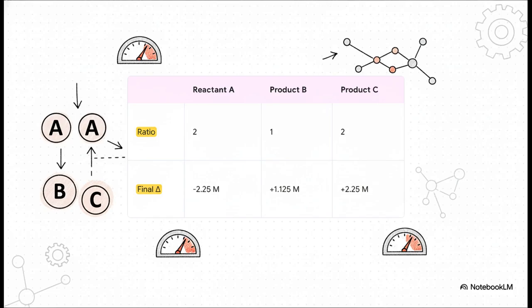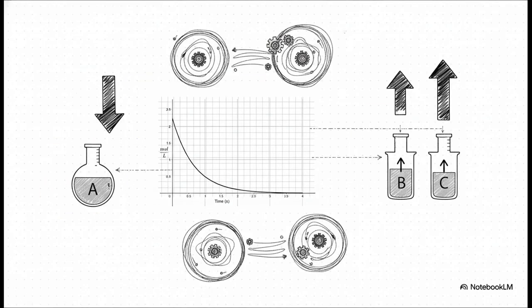What does that mean for speed? Well, it means B is created at half the speed A disappears, and C is created at the exact same speed. See? The numbers don't lie. So we can actually use our original graph of A as a blueprint. The story of its decline over there on the left directly predicts the story of B and C's rise on the right. We just have to apply those ratios we just figured out.